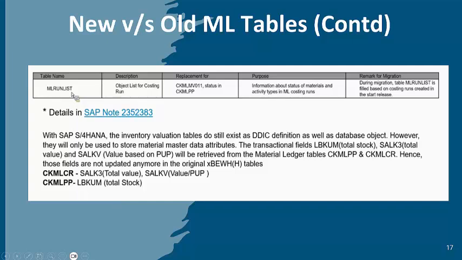With S4HANA, the inventory valuation tables do exist as a DDIC definition as well as a database object. However, they will only be used to store material master data attributes. The transaction fields LBKUM, SALK3, and LKV value based on POP will be retrieved from the material ledger tables CKMLPP and CKMLCR. And those fields are not updated anymore in the original tables.